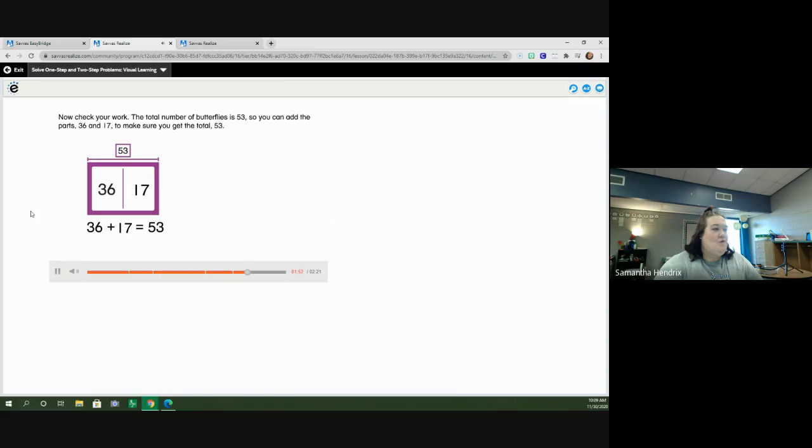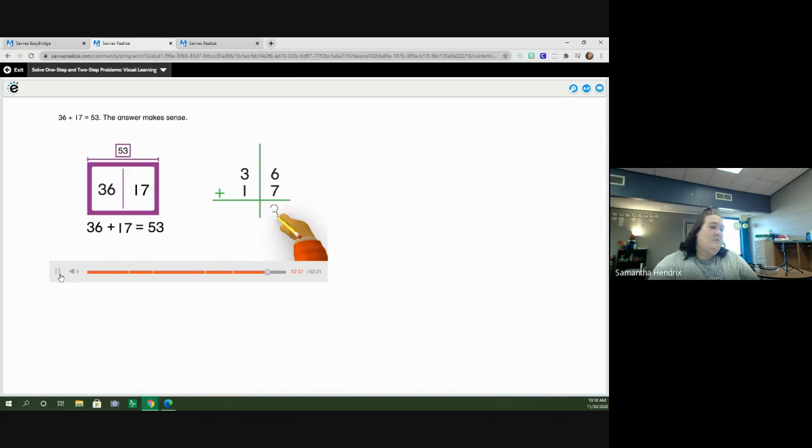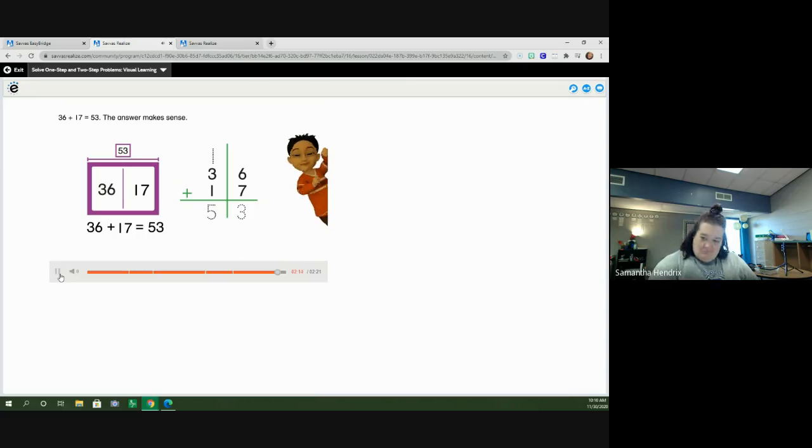Now check your work. The total number of butterflies is 53, so you can add the parts, 36 and 17, to make sure you get the total, 53. Checking your work is super important from here until eternity. 36 plus 17 equals 53. The answer makes sense. If you do not get 53 when you add, then you know you need to find your mistake.